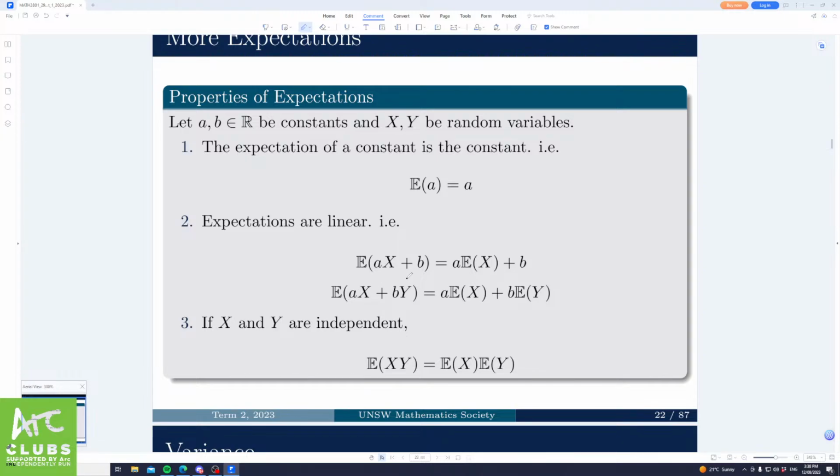And the same goes with dealing with multiple random variables. If we wanted to find the expectation of ax plus by, we can write it as a E of x plus b E of y.